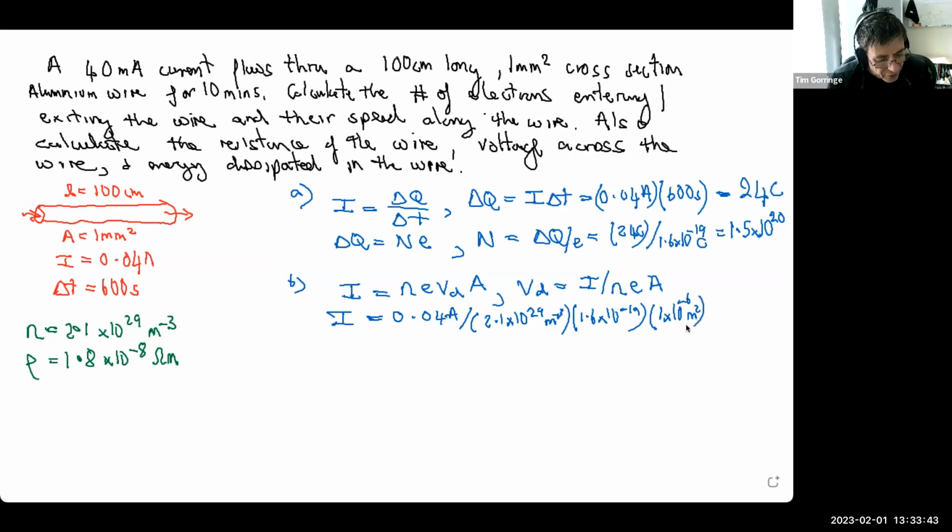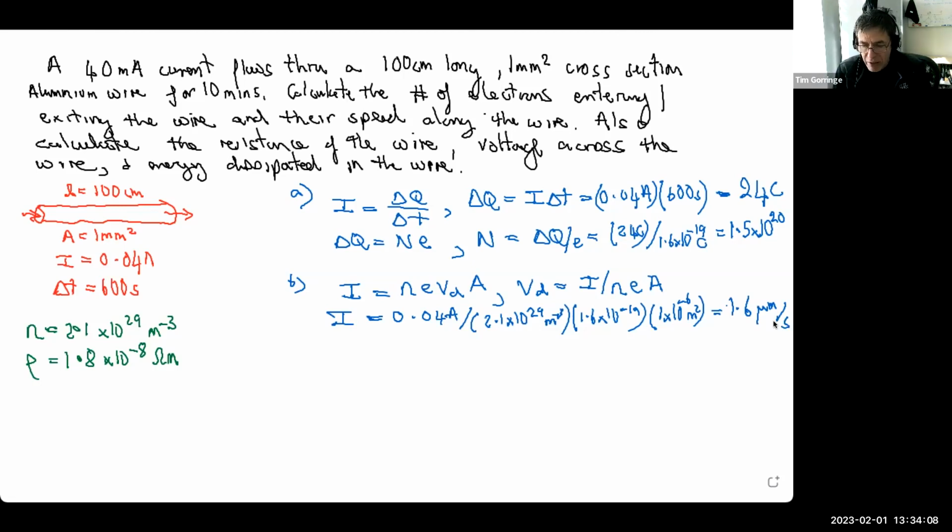And then if I carry out the calculation, I get a speed, a drift velocity for these electrons. It comes out to be 1.6 micrometers, that's 10 to the minus 6 meters per second. And so that's the speed of the electrons down the length of the wire.